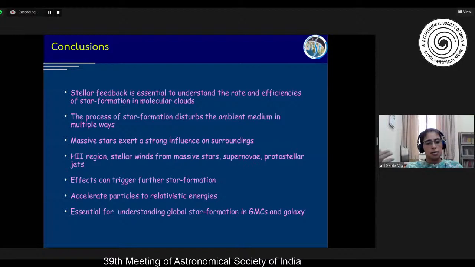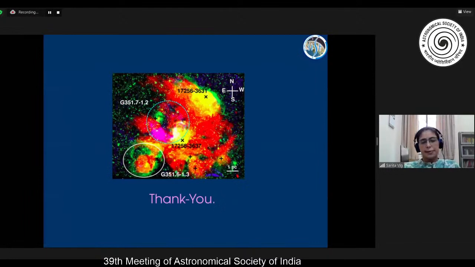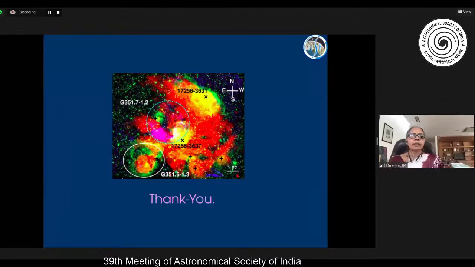An additional way in which they can affect star formation is to accelerate particles to relativistic energies. Overall, if one wants to see the effects of all these feedback processes, it is very important to study them, because they are essential for understanding global star formation in the giant molecular clouds as well as across the galaxy. So thank you for your attention, and I can take questions now.